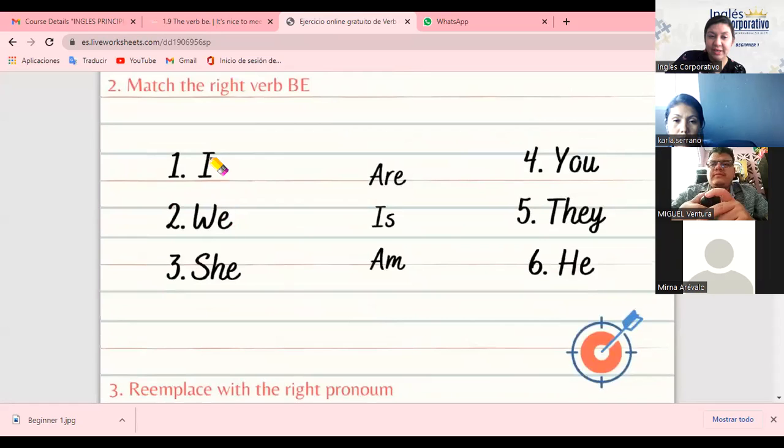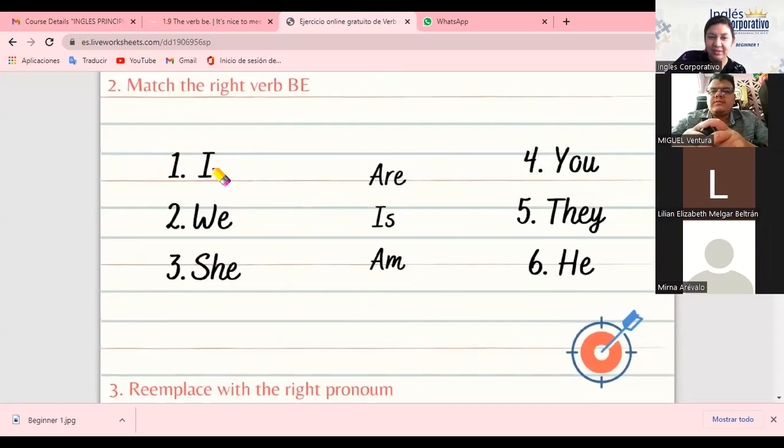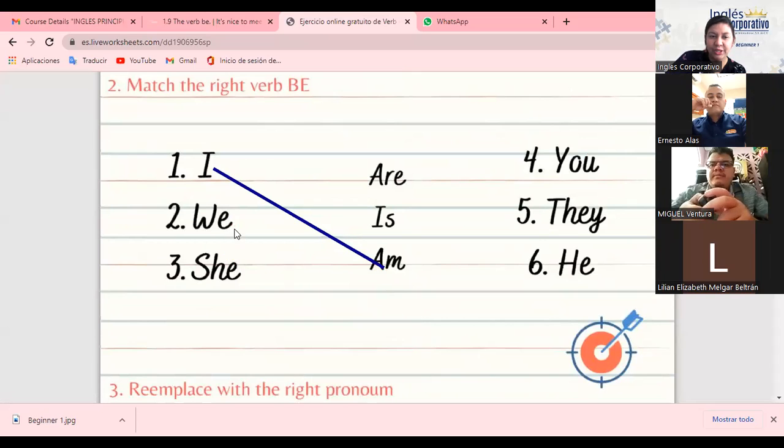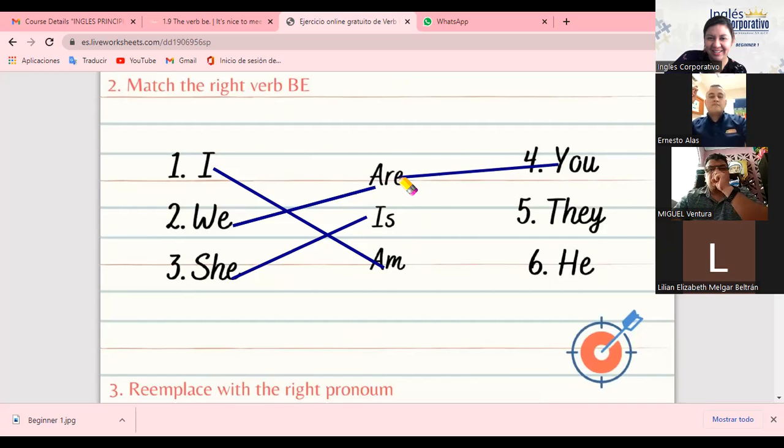We are long and tall. And here you will use a little pencil. I am. Okay, they are. And he is.